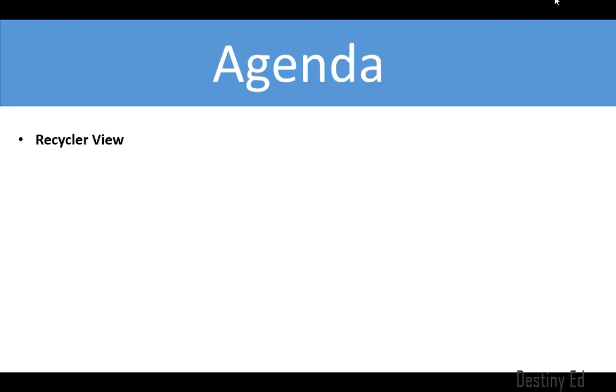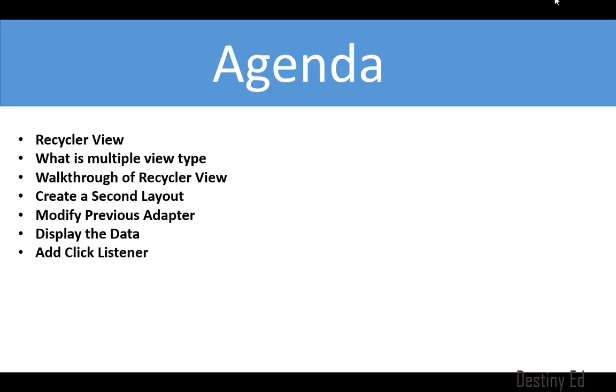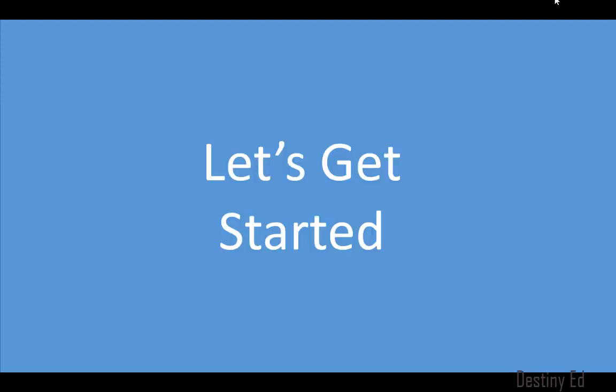The first agenda we have here is the recycler view. Here I'm going to give a reference of the previous projects which we did about recycler view. And then I'm going to talk about what is a multiple view type. And thirdly is a little bit of walkthrough, or I would say a recap of the previous project. And then we're going to create a second layout model because we are dealing with multiple view types, so we need extra layouts for that. And then I'm going to modify the previous adapter of the other recycler view, and then we'll display the data and add click listener. Okay, so now let's get started.